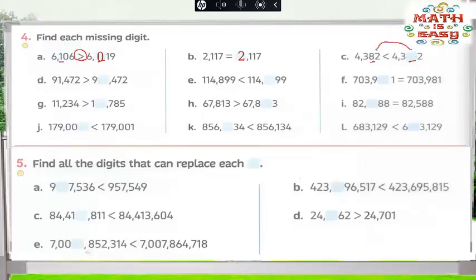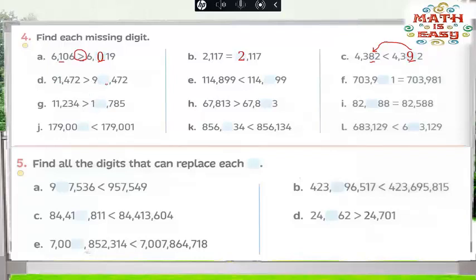If you write a number in this place, in the tens place, it should be more than 8, because if you read from the left side, 4,382 is less than 4,300-something. What? 9. You should write here 9 to be more than 8. 91 and here 90 only.